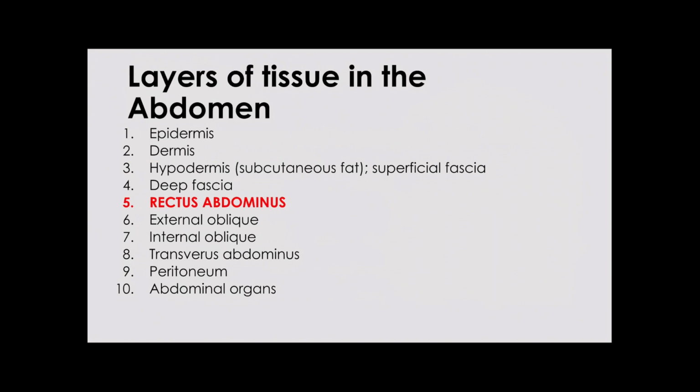Remember, this is your trunk muscle. You have your external oblique. Underneath that, you have your internal oblique. Underneath that, you have your transversus abdominis. You have your peritoneum, which kind of wraps around your organs. And then you have your organs, your abdominal organs.